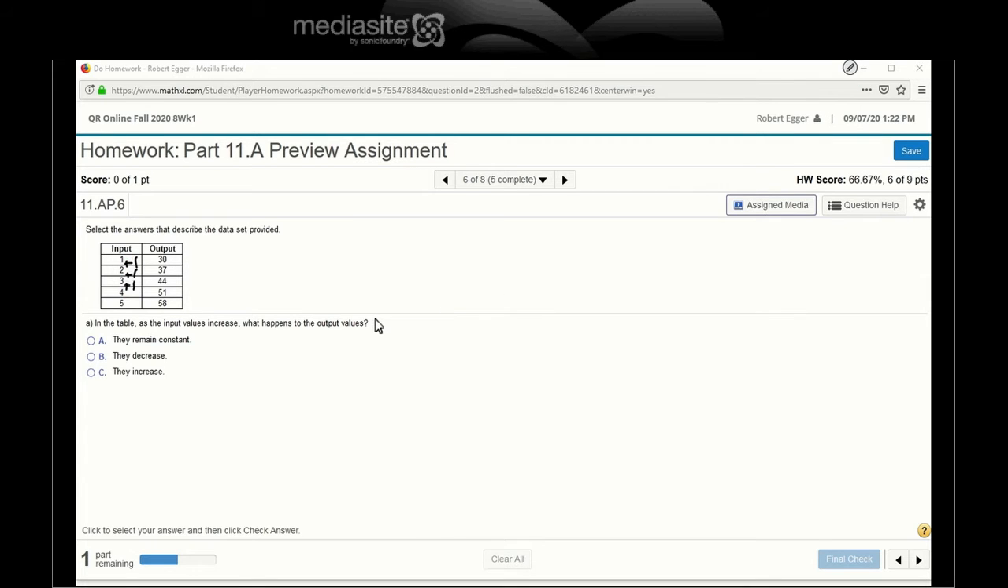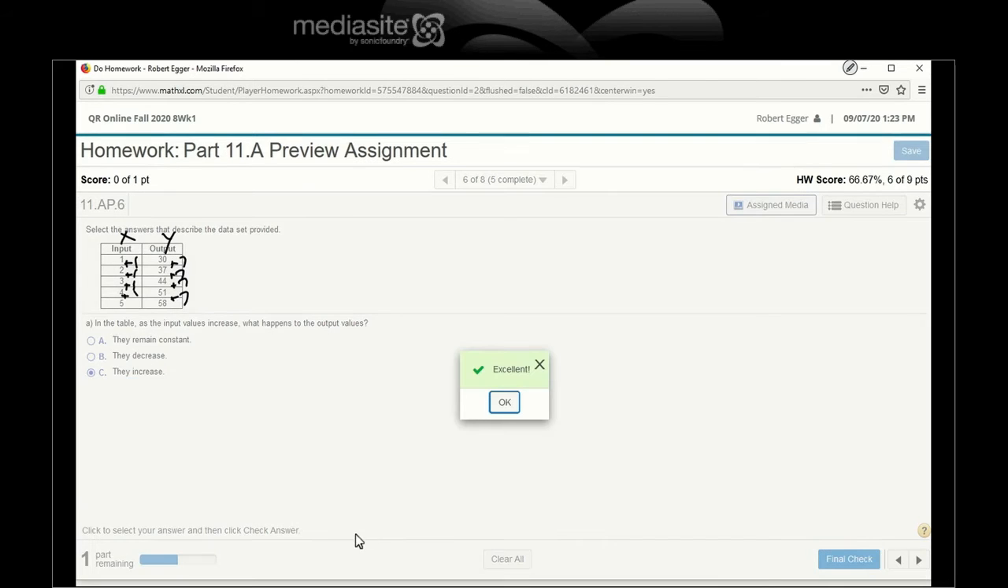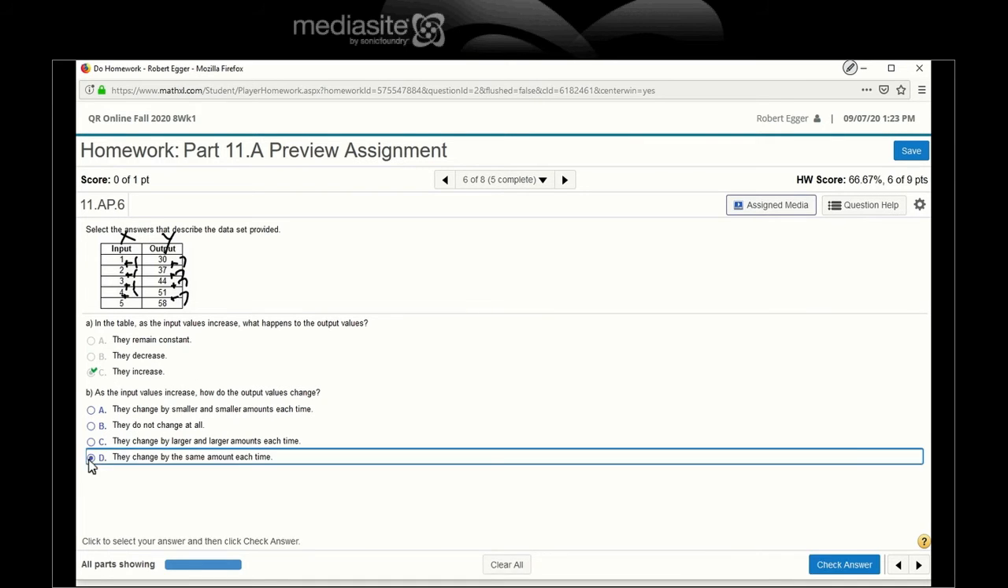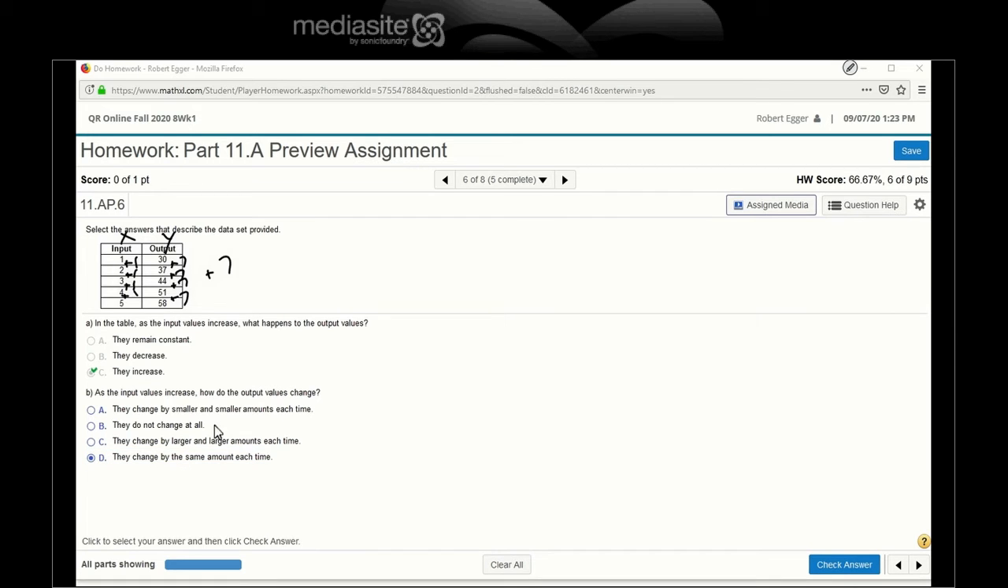Plus 1, plus 7, plus 7, plus 7, plus 7. All right. So in the table, as x increases, what's y doing? Y is 30, 37, getting bigger, increasing. And as the input value changes, how does the output value change? Change by smaller and smaller amounts, not change at all, larger again? Plus 7 everywhere, same amount.